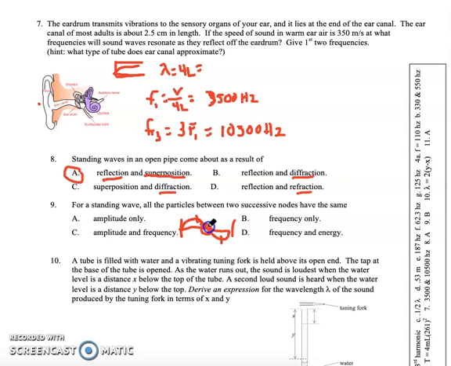Points in a wave that are near the node are going to have low amplitudes. Points near the antinodes are going to have large amplitudes. So they can't have the same amplitude, so it's just going to be frequency. Amplitude and energy go together, so that's not why it's that.